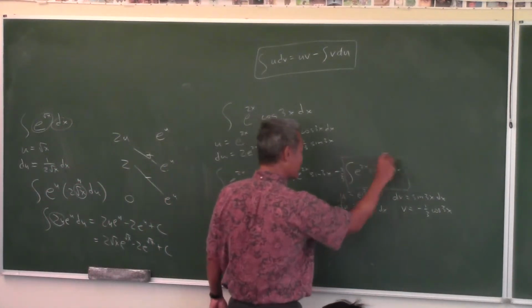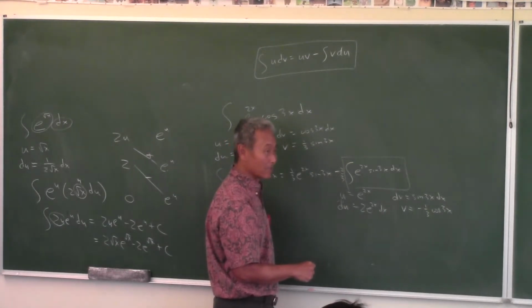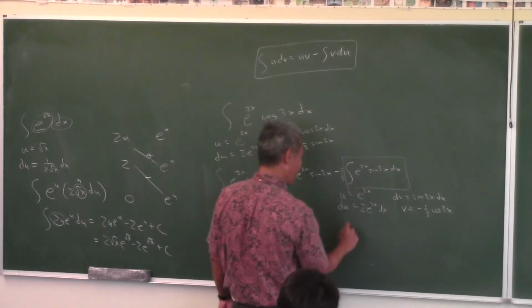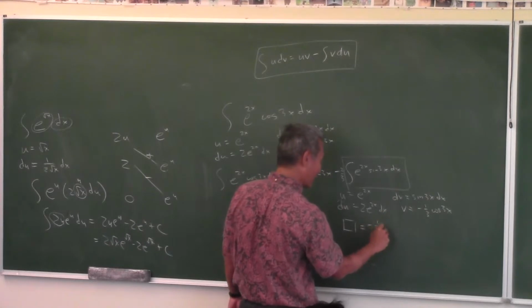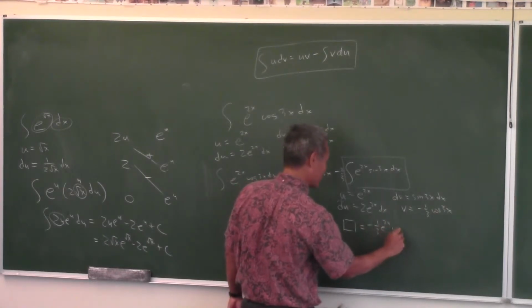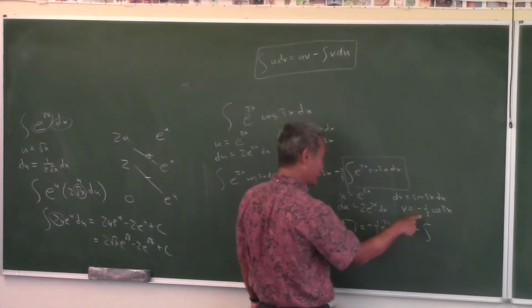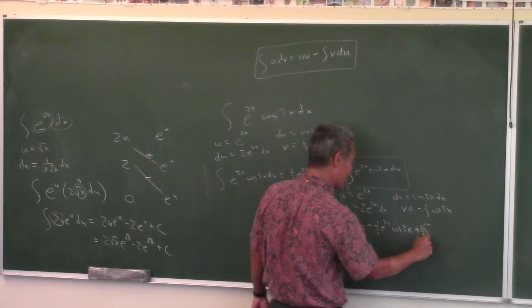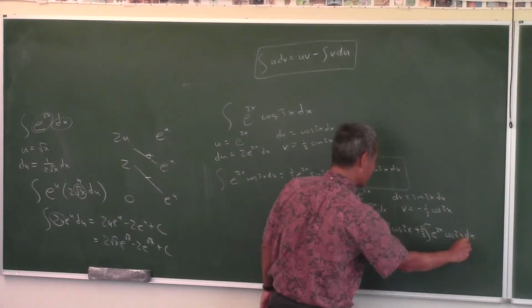So, the box, remember we did the box and the oval last year? Does that sound familiar? So this box over here is equal to uv, negative 1/3 e to the 2x cosine 3x, minus the integral of v du. So what's that going to be? Plus 2/3 e to the 2x cosine 3x dx.